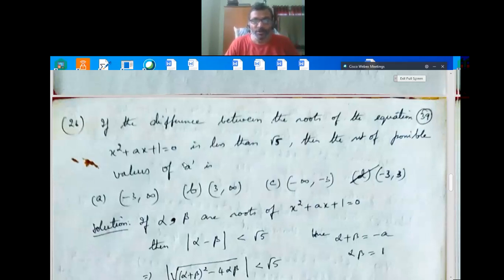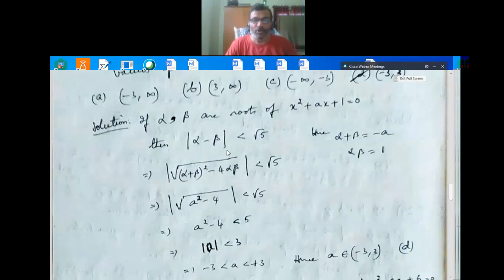The difference between the roots is less than root 5, then the set of all possible values of a is, okay. So if alpha comma beta are the roots of x squared plus ax plus 1 equals 0, the difference is less than root 5. Here I took the absolute value of the difference, as it is always positive. Now you know a minus b whole squared equals a plus b whole squared minus 4ab, so the absolute difference will be the square root of that. That formula I use, that is less than root 5.